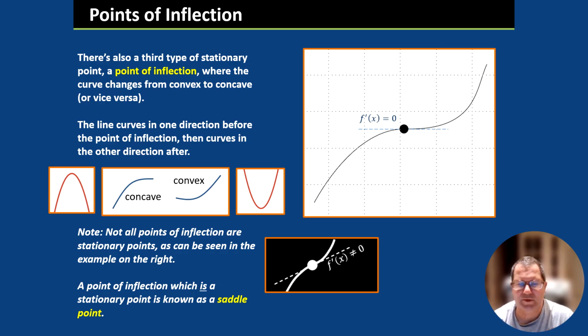Note that not all points of inflection are stationary points, as can be seen in the example on the right, which is the diagram in black, which again is a type of cubic graph, but this time at the point of inflection, the gradient is not 0. A point of inflection which is a stationary point is known as a saddle point.